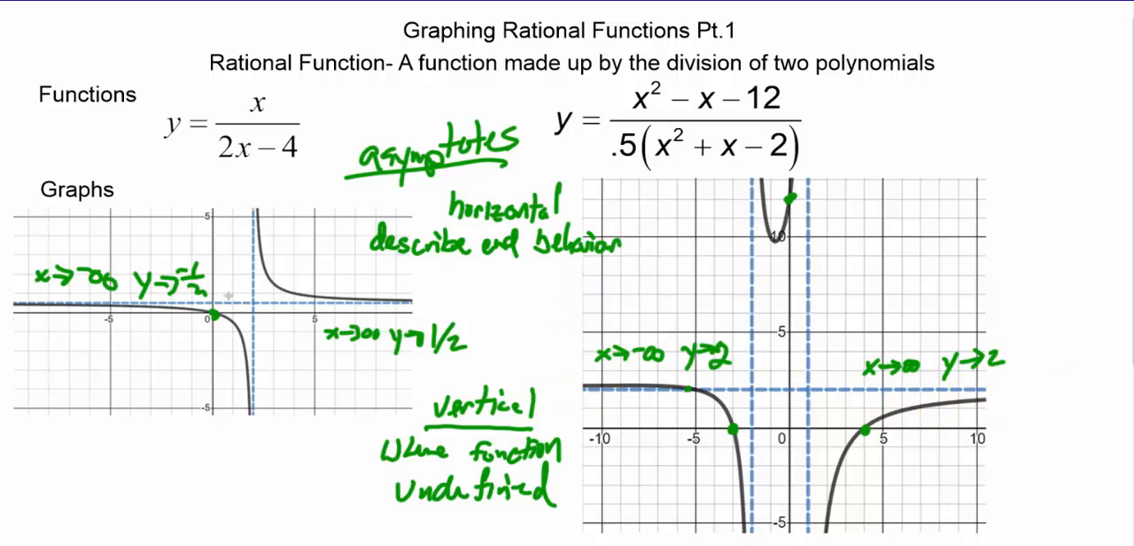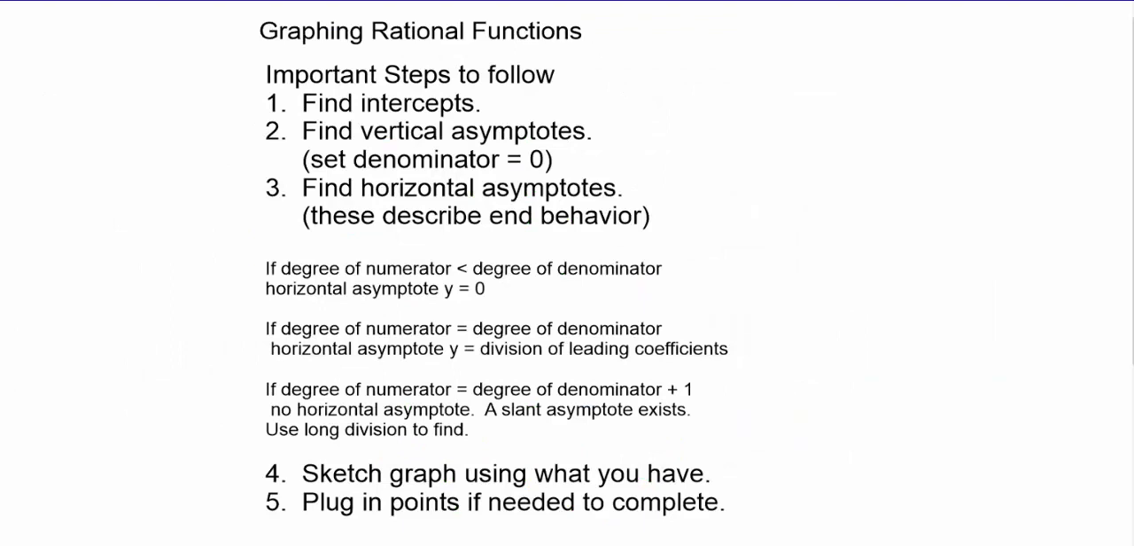So let's talk about some rules for graphing these things. The first thing we're going to do is find the intercepts. Then we're going to find the vertical asymptote by finding what makes the denominator equal to 0. And then we're going to find these horizontal asymptotes. There's a couple of rules that we're going to use today. There's another rule that we'll use tomorrow. But let's use these rules for today. So if the degree, the highest power of the numerator, is less than the highest power of the denominator, your horizontal asymptote's automatically equal to 0. If the degree of the numerator is equal to the degree of the denominator, then your horizontal asymptote is going to be the division of the leading coefficients.